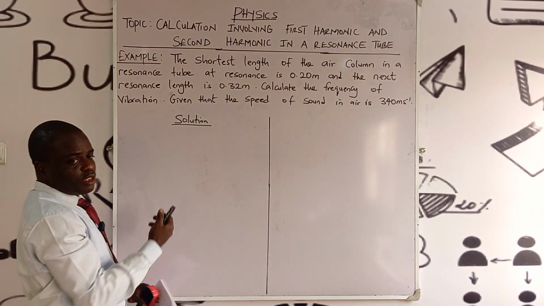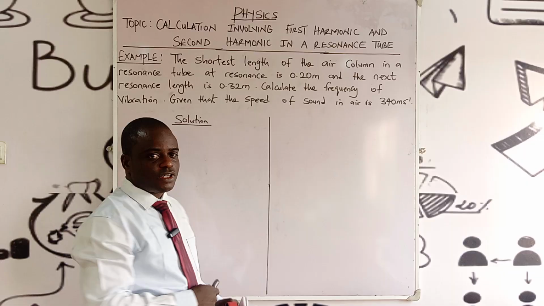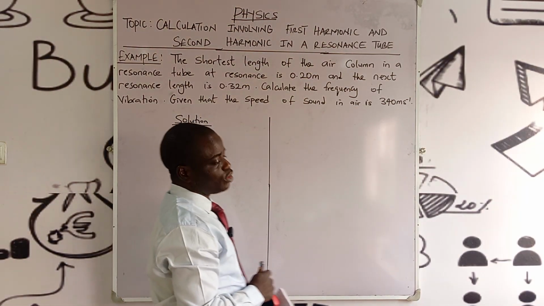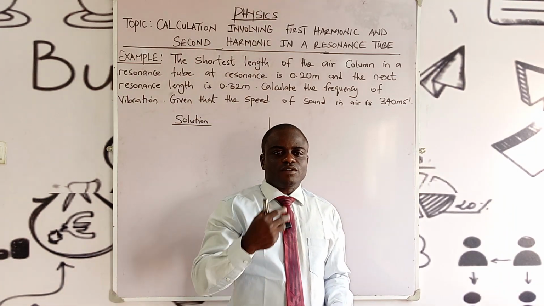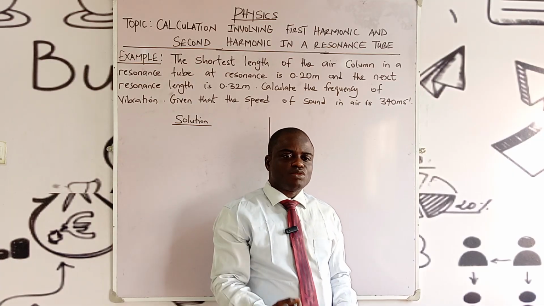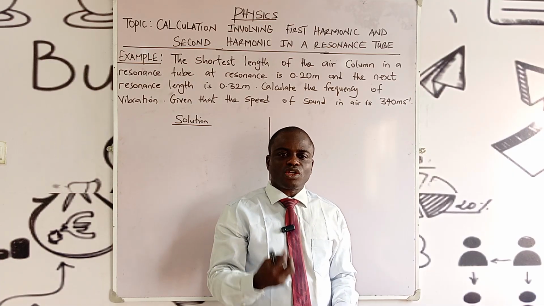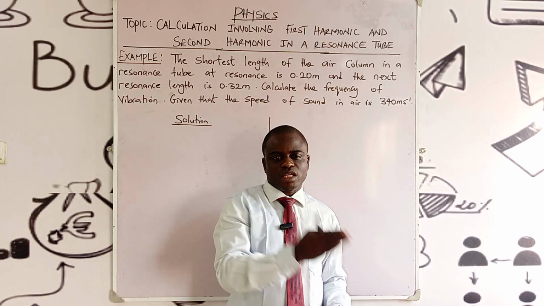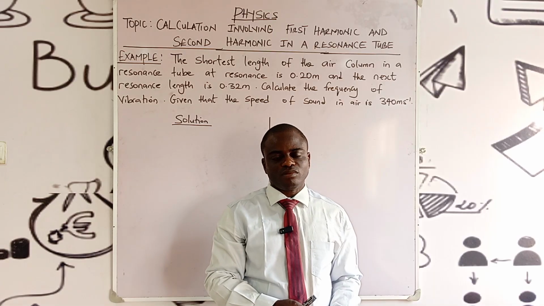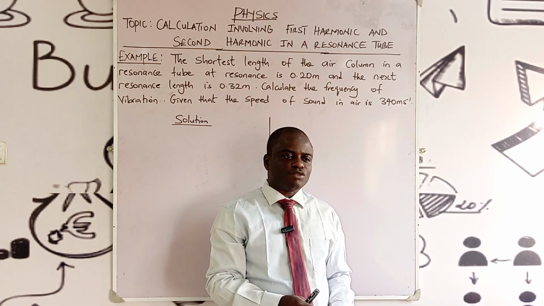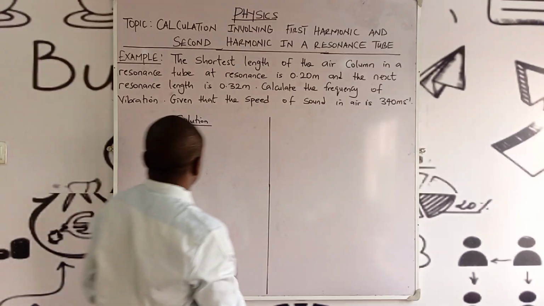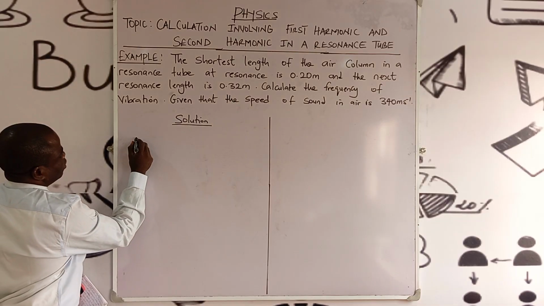We want to draw the diagram now, but before you draw the diagram, read the question very, very well. The shortest length of the air column in the resonance tube. The shortest length means the first resonance that takes place in the resonance tube. And a resonance tube always refers to a closed pipe, in which one end of the tube is closed while the other end is open. Also, an example of a closed pipe is found in an organ pipe. Now let's see, you can see it here.